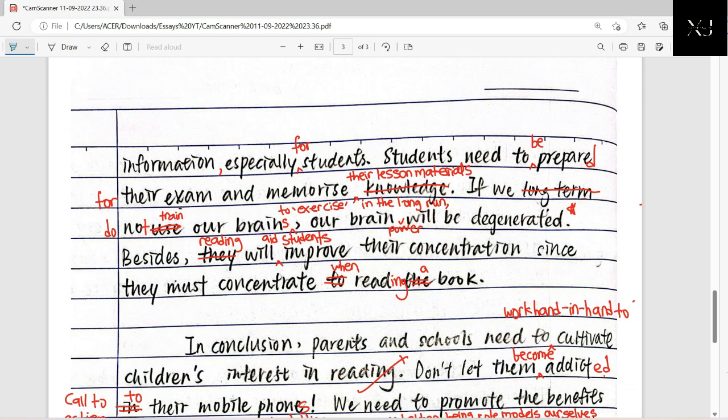So she further elaborates, because she said especially for students. Why not anyone else, right? So she further explained why she mentioned students. Students need to be prepared for the exam and memorize their lesson materials. If we do not train our brains to exercise, in the long run, our brain power will be degenerated.